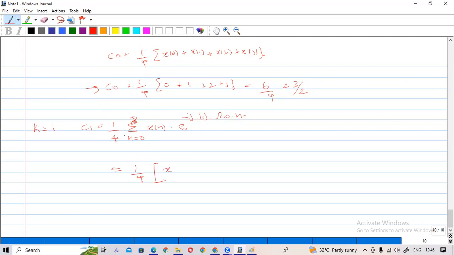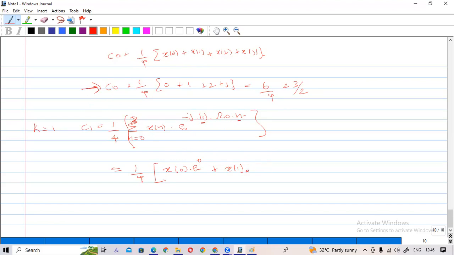Right? Now we have to expand this sum. There is 1 over 4 here, and x[0] e to the power, n is 0, so e to the power 0, plus x[1]. Now in the previous case, k was 0, so there was no e to the power value. But here there is some e to the power value, and we also have to consider that value.